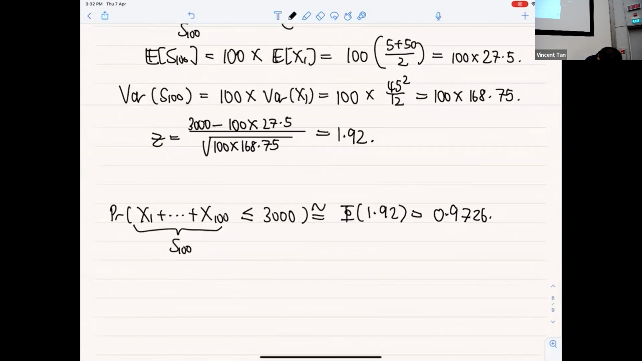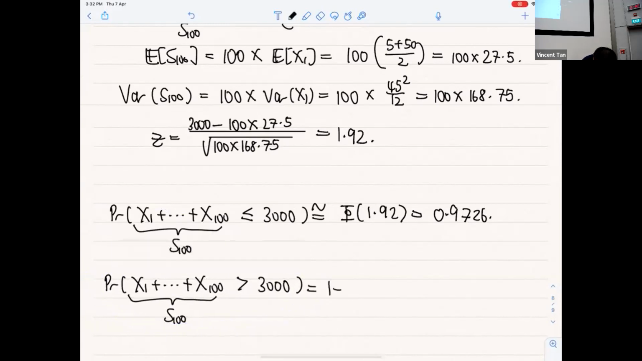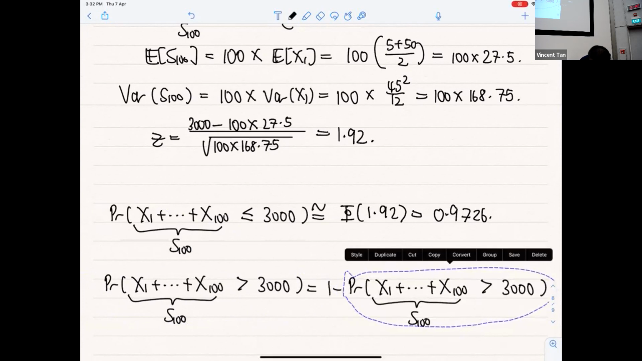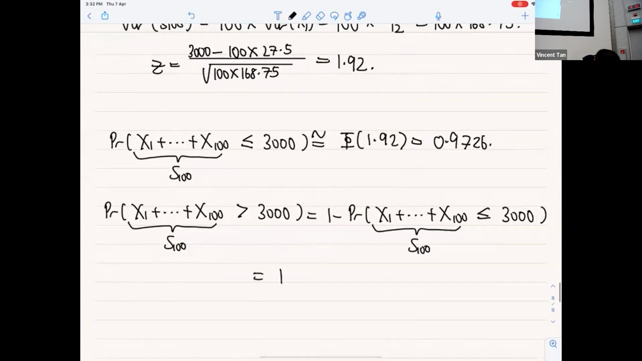So if we are interested now in the flip version, which is this version here, then this is nothing but 1 minus this version here, less than this. Do you agree? We have already evaluated the less than version. Now we want to evaluate the more than version, we take 1 minus. Okay, so we are left with 1 minus 0.9726, which is whatever it is.